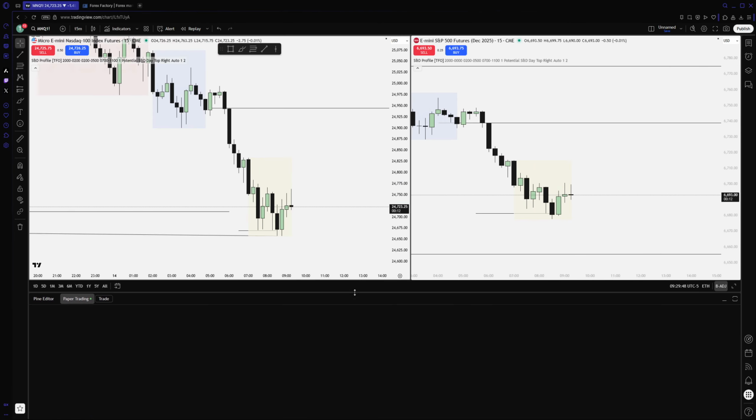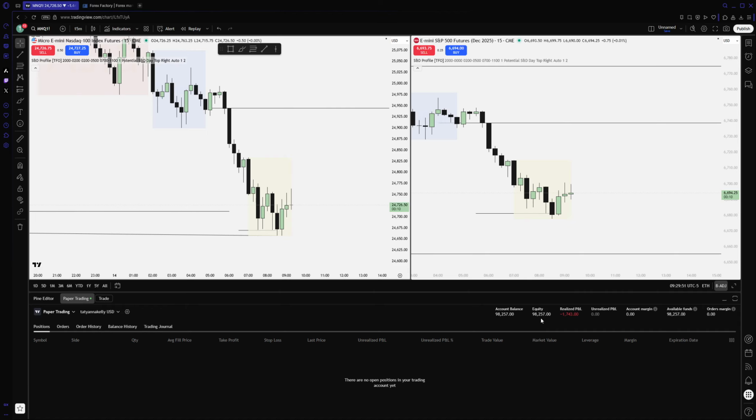Now, before that, I want to calculate what I'm going to be risking, 1% of this amount ideally. So 9:30 just opened. Just trying to quickly calculate this times 1%, which will be around $982.